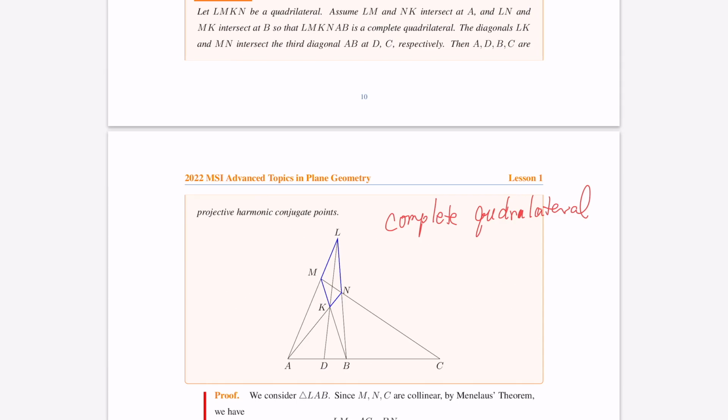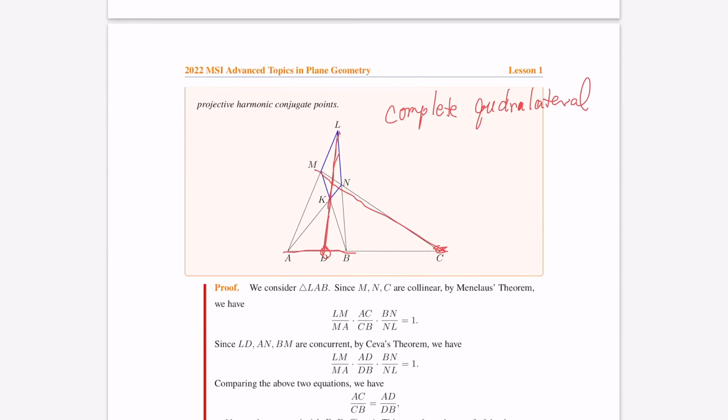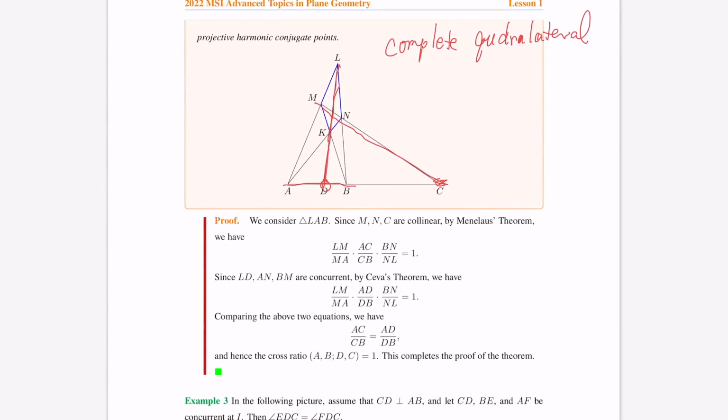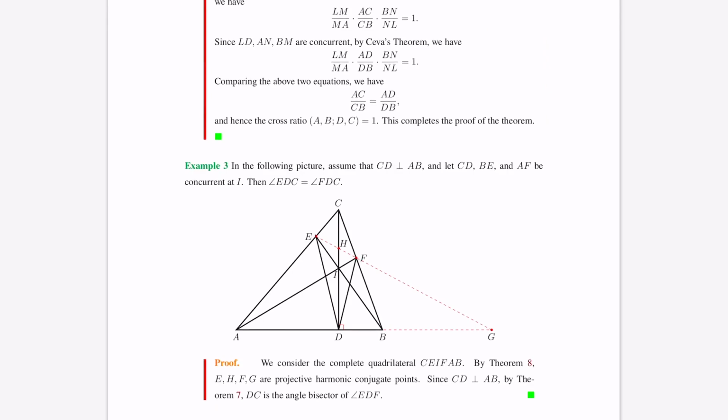That means these 2 diagonals meet the 3rd diagonal AB and give the harmonic conjugate division of the 3rd diagonal AB. Okay, how to prove that? Well, basically we will use the Menelaus Theorem and the Ceva Theorem together.